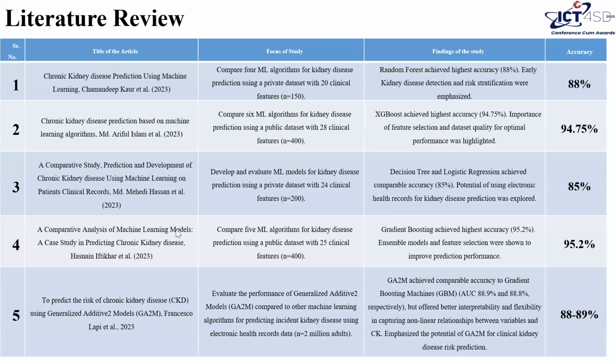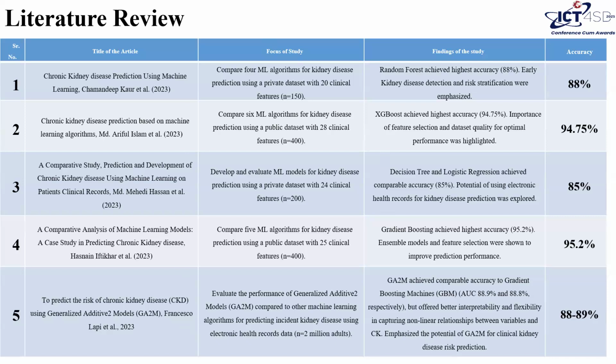This is the literature review of the topic. First is title of article. First, chronic kidney disease prediction using machine learning. Focus of study, compare 4 ML algorithms for kidney disease prediction using a private dataset with 20 clinical features. Finding of the study, random forest achieves highest accuracy, 88%.